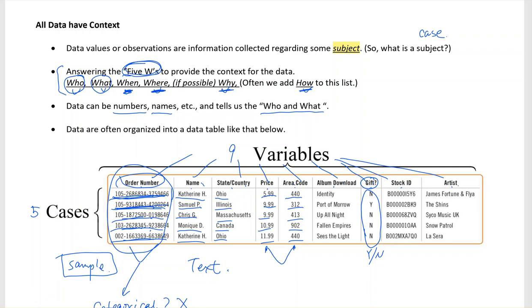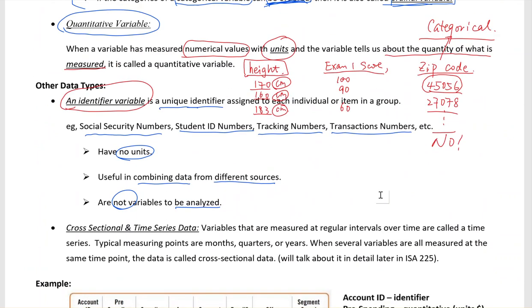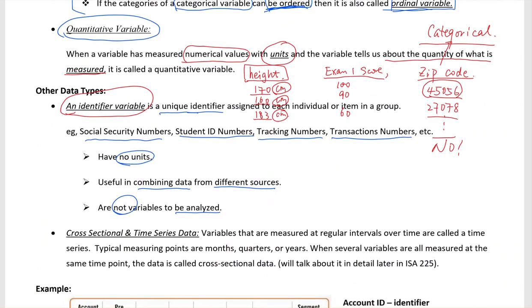Can you get an average about it? Can you get the range of these order numbers? It doesn't make any sense, right? So you don't need to analyze this variable. Right? Okay. So an identifier variable doesn't have units and is not a variable to be analyzed. So in the next class, I will tell you how to exclude or hide this kind of variable when you analyze data in JMP.